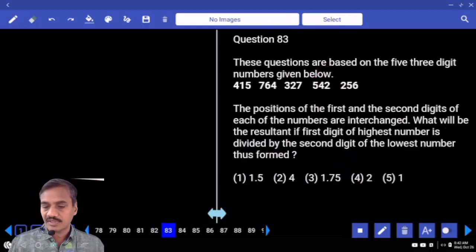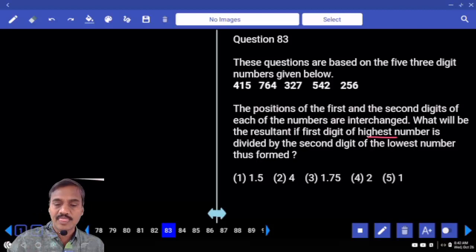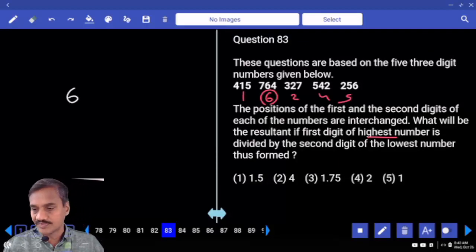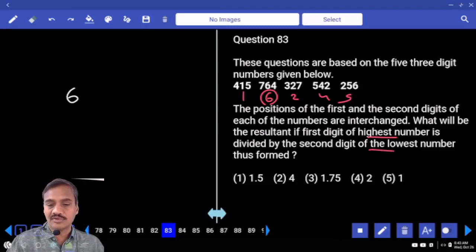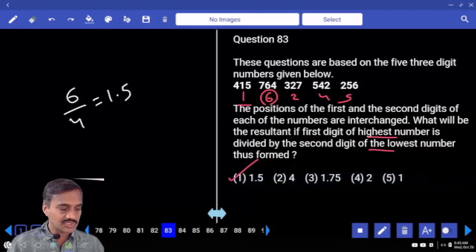Then 83, now in this the positions of the first and the second digits of each of the numbers are interchanged. Then what will be the resultant of the first digit of the highest number? Now we need to identify the first digit of the highest number, which digit is coming to the first place, second digit. Among the second digits, this is 1, 6, 2, 4, 5. Which is the highest here? 6 is the highest. Right? And the first digit of the highest number is 6, divided by the second digit of the lowest number. Now tell me what is the lowest number we have? Now 145. What is the second digit in 145? 4. Now 6 divided by 4, this is 1.5, choice 1, question number 83.